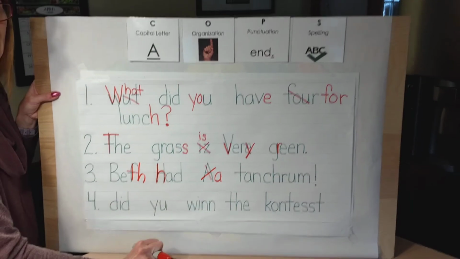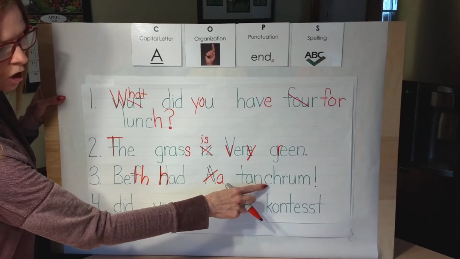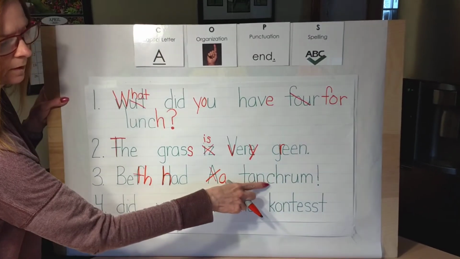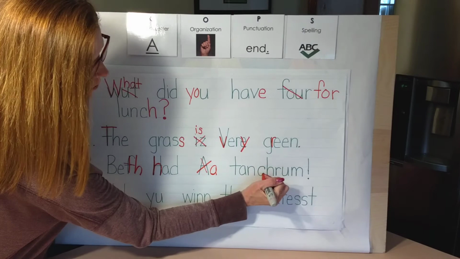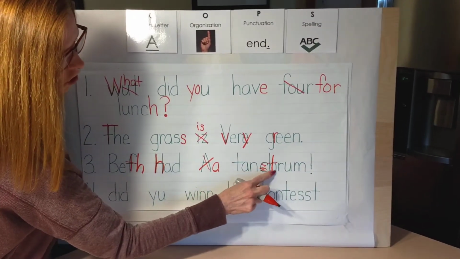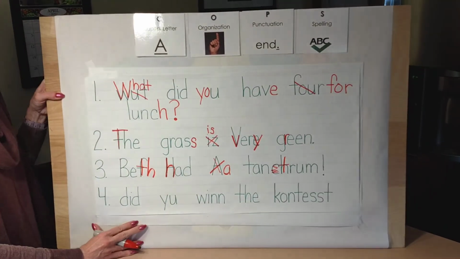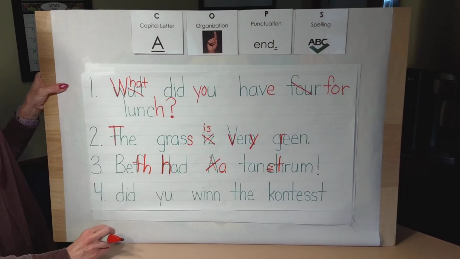2-syllable word. Tantrum. So we have tan. Now we need trum. What blend says tr? It's T-R. So I'm going to cross this out. I'm going to make a T here. Tantrum. And we have our exclamation point because it's a yelling sentence. Beth had a tantrum. All right, that one looks good.